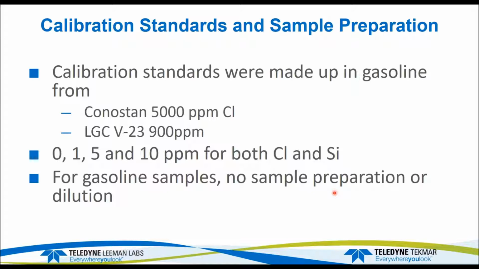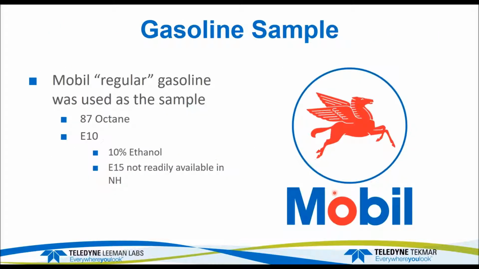For the standards, we got 5,000 ppm chlorine, and LGC V23 900 ppm, and made standards from 1 to 5. For the gasoline samples, no sample prep, no dilution. We just ran the gasoline straight. We made trips to the local mobile station, 87 octane. We can get E10 here in New Hampshire. The customer really wanted E15, but that's just not readily available in New Hampshire at this time. So the 10% was fine.